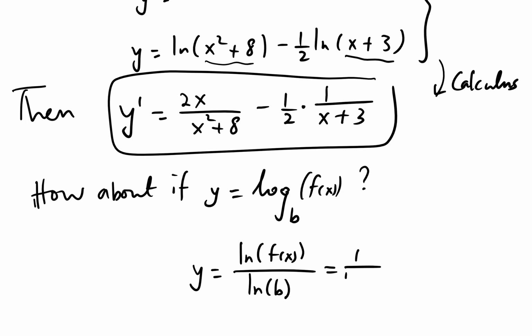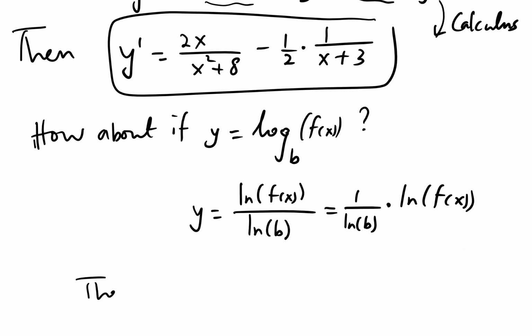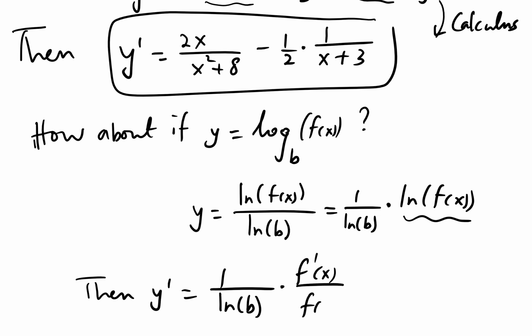And this can be rewritten as 1 over natural log of b, which is the constant, times natural log of f of x. Then, from here, if I want to find y prime, we keep the constant out. The derivative of this is f prime of x over itself.